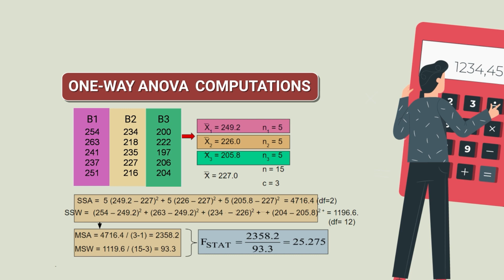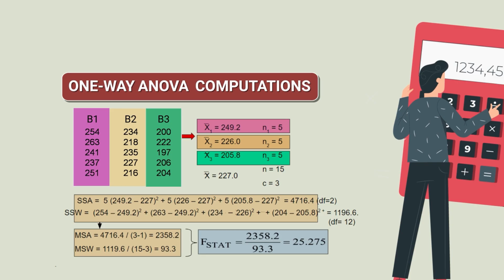The mean is 226 and the overall mean of all the 3 samples is 227. So 226 minus 227, square it, multiply by 5 because there are 5 values. Similarly for sample 3, the sample average is 205.8 minus the mean of all three, which is 227, square it, and then multiply by 5 and add all the three values, which we get as 4716.6. And the degrees of freedom is 2 because we have 3 brands, so the degrees of freedom would be 3 minus 1, that is 2.